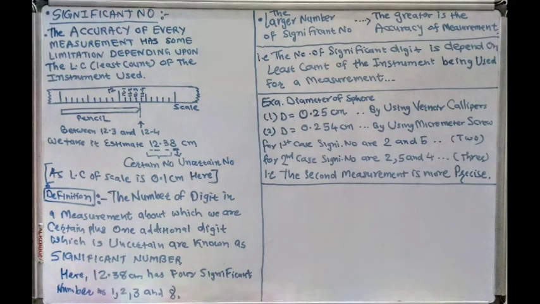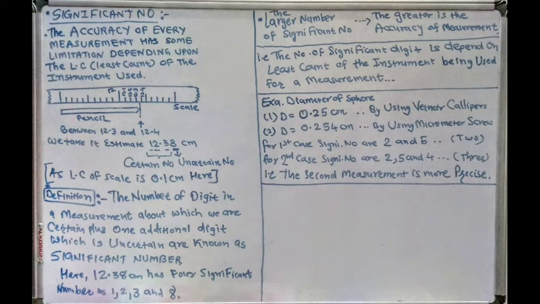Hello dear students, today we are taking the new topic, significant figures. The accuracy of every measurement has some limitations depending on the least count of the instrument used. For example, time measured with the help of a watch having a second hand can measure the time up to the accuracy of 1 second.